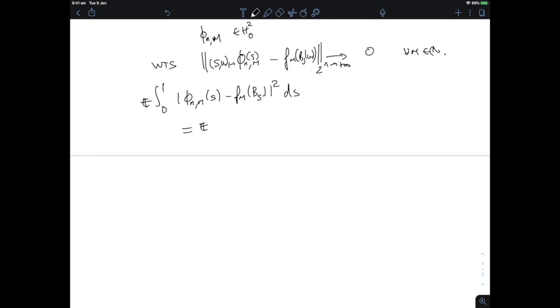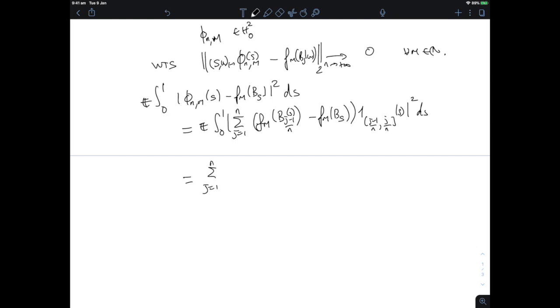Now, what is that? We can write it explicitly. This is the expectation of the integral. So I've squared the L2 norm, as I always do. And then I've got a sum j equal to 1 to n of f_m(B_{(j-1)/n}) minus f_m(B_s), and then this is over the set where s is between (j-1)/n and j/n. Right. Now again, we use the orthogonality of this indicator function, and we can get the sum out of those integrals by orthogonality, and we get the expectation of the integral from 0 to 1 of f_m(B_{(j-1)/n}) minus f_m(B_s) squared, and we know integrating from (j-1)/n to j/n ds.